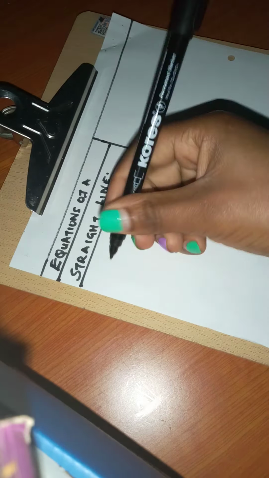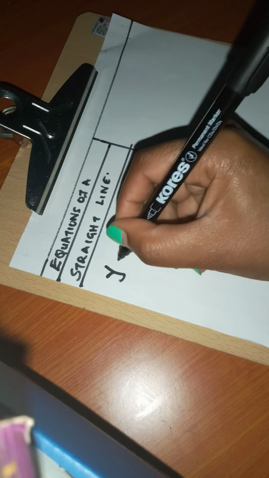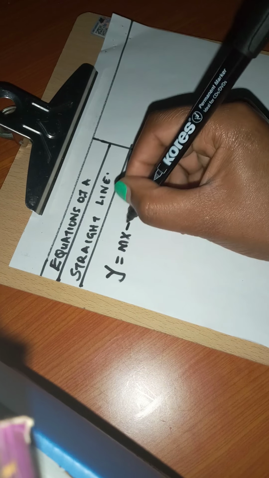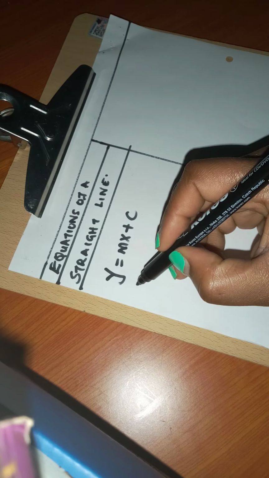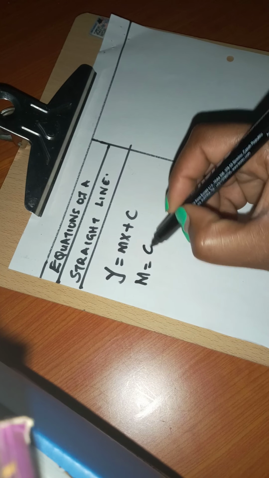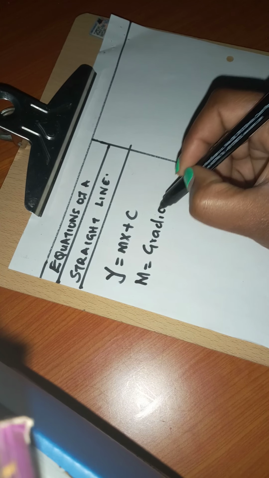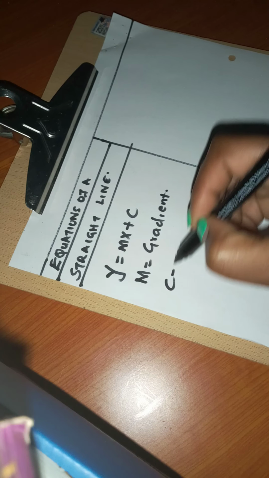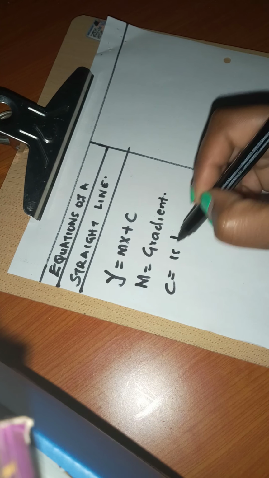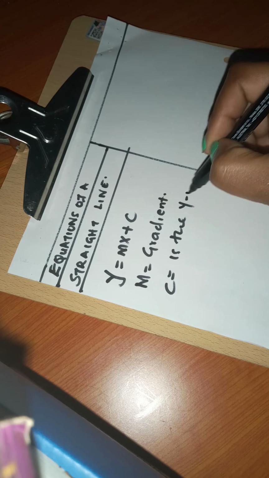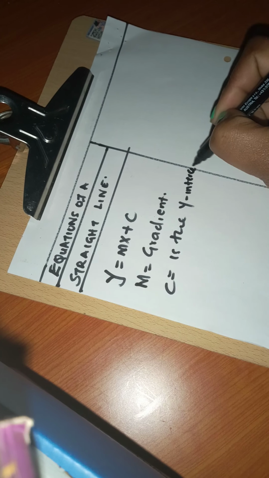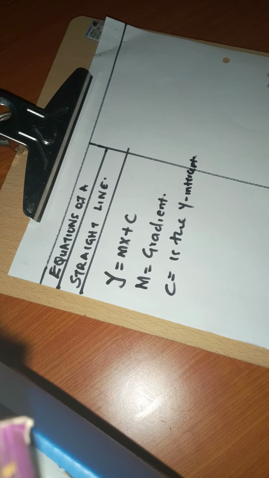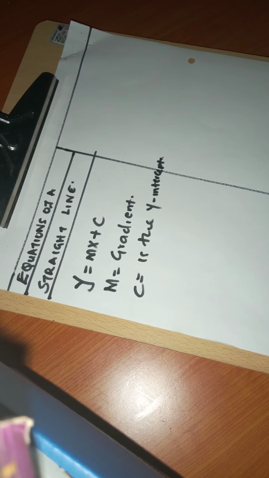So with the equations of a straight line, we had said y equals mx plus c. And I think I had already said that in that case, m is usually the gradient and c is the y-intercept. I don't want to teach much, so today I just want us to go theoretically about this.